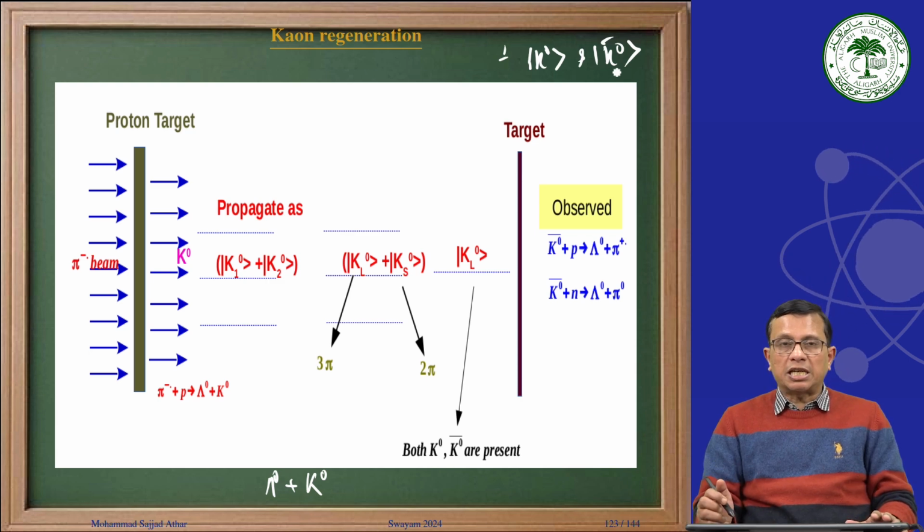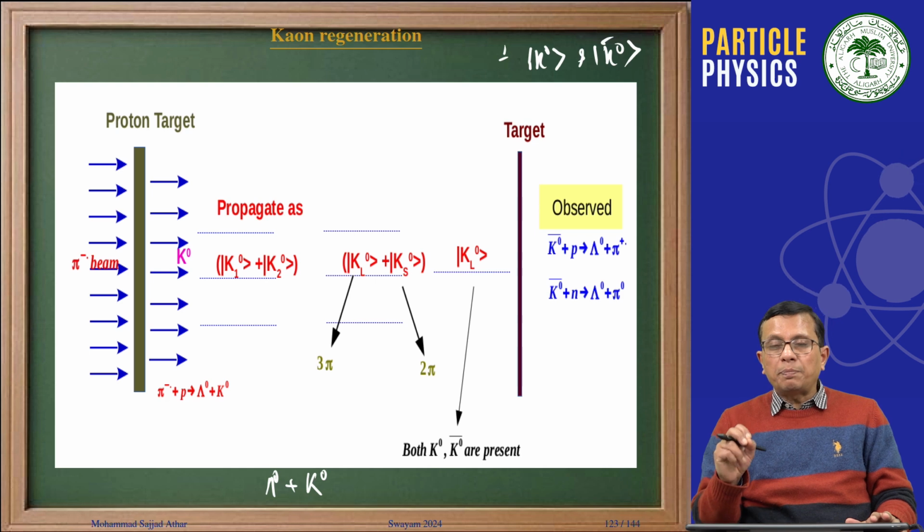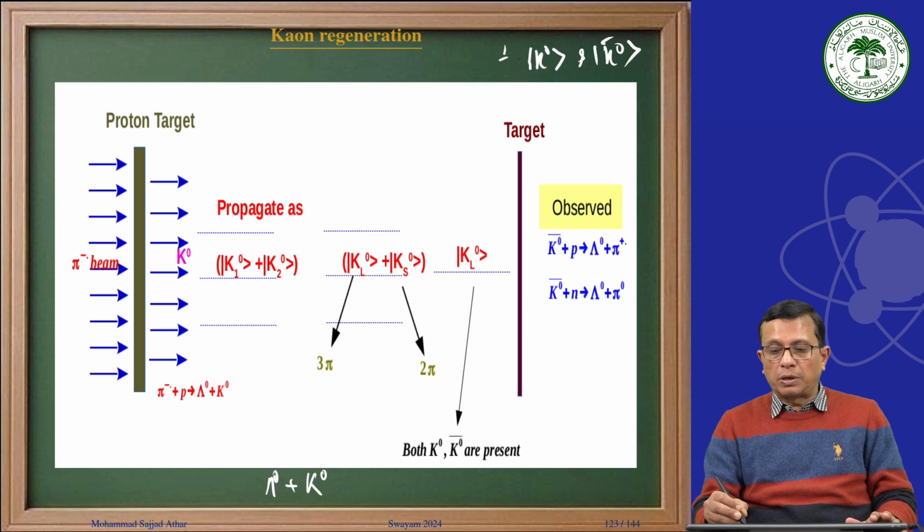Now in the experiment, it has been found that if we put a thin nuclear target, where we can have a proton or a neutron, then in the final state we have a Lambda and a pi plus, or a Lambda and a pi 0. Now a Lambda and pi plus, or a Lambda and pi 0, cannot be produced by a K0, because K0 bar is a strangeness minus 1 particle. Lambda is a strangeness minus 1 particle. You have conservation of the strangeness quantum number here. This is a strong interaction process. The second one is also a strong interaction process.